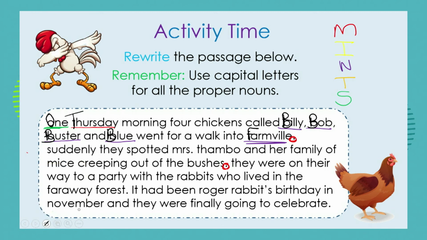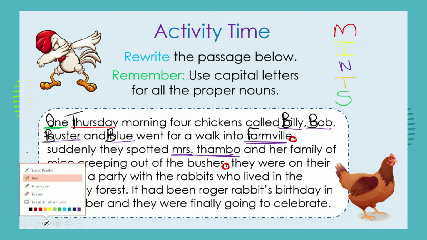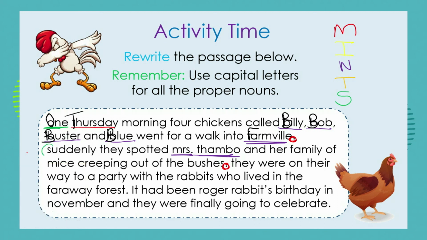Now again, we move to the next one, and we're looking for names of people and places. So suddenly they spotted, remember, Mrs. is a title, so it gets capitalized. Tumbo gets a capital because it's a name, and a family of mice were creeping out of the bushes. Okay, and T is titles of books and movies. There isn't any. And the last one is starts of sentences, which is S. So let's quickly correct that. We just had to underline that. So let's grab our pen. It is suddenly Mrs. Tumbo. And can you see how we've corrected it?